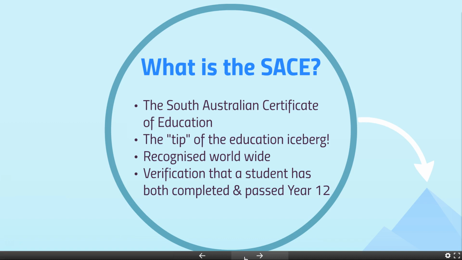Currently the SACE is undertaken by students in South Australia, the Northern Territory, China, Malaysia and a couple of other places around the world. It's very well recognised, very well respected, and it is being modelled in a number of other states and countries around the world as well. It's a verification that a student has both completed and passed Year 12. So a student can get to the end of Year 12 and complete their Year 12 without achieving their SACE, and so it's different from just completing Year 12.